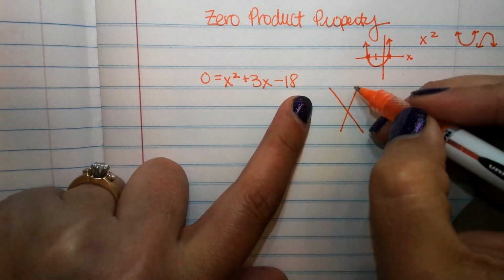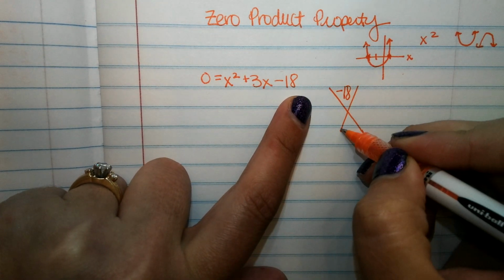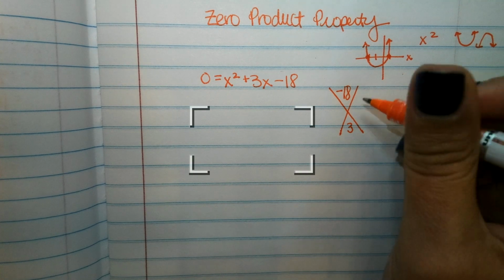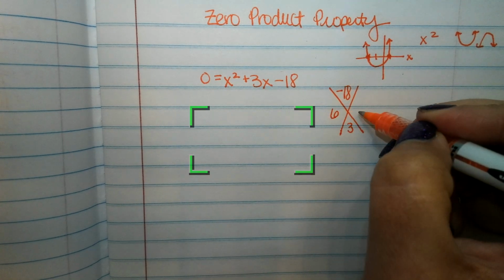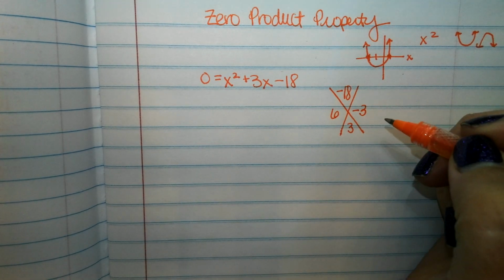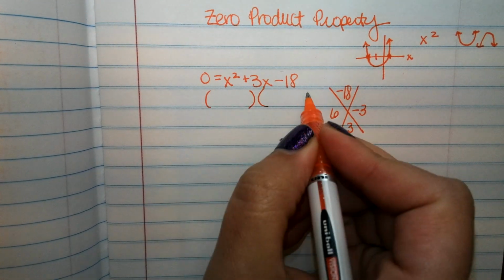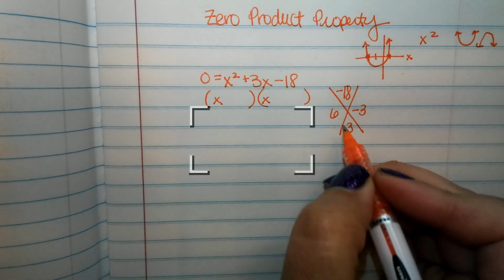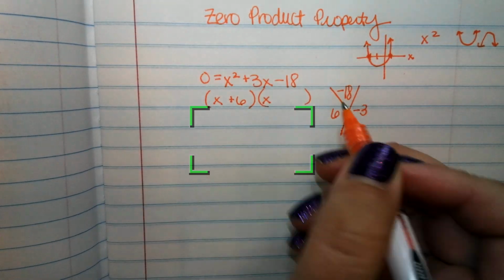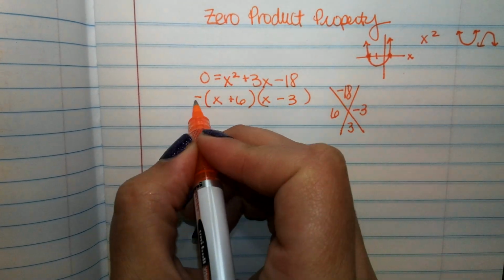So this is a 1. My -18 goes to the top. On the bottom is a 3. 6 times -3. Now I don't have to make the box because I have 1x squared. I know x times x gets me to x squared. And then I've got plus 6 and minus 3 equals 0.